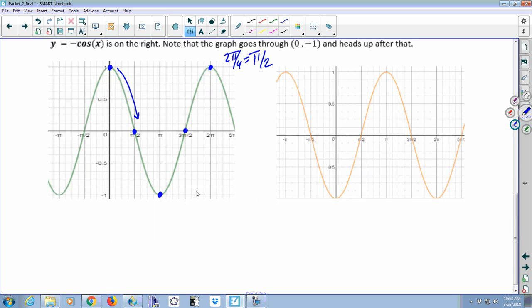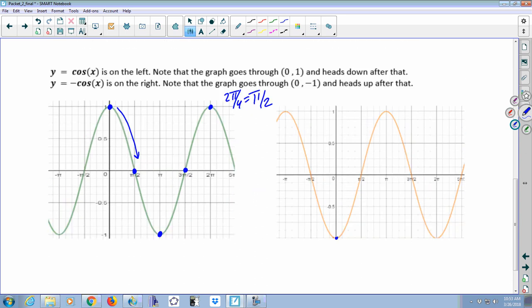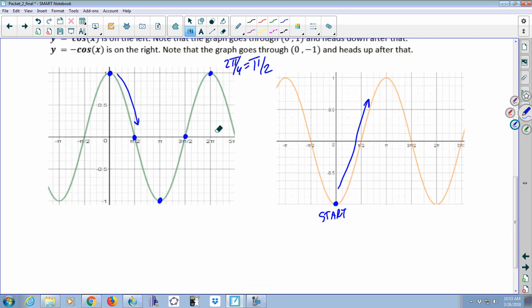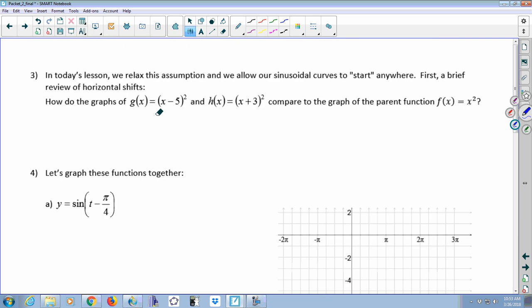If you notice that you have a function that's starting at its minimum value, that's going to be this thing reflected over your x-axis. That's what negative cosine of x means. So if you start at the minimum value and go up, then that's your negative cosine. Okay. So let's take a look at some new problems today.